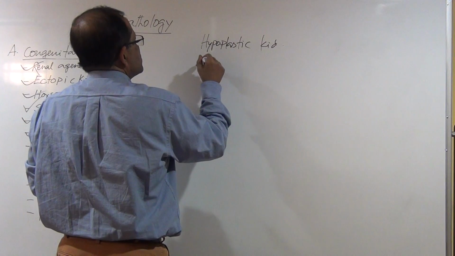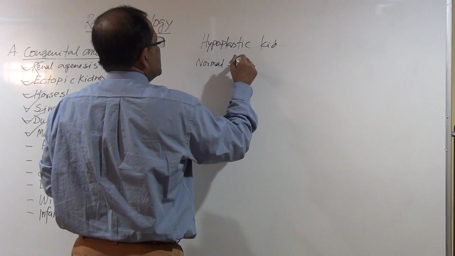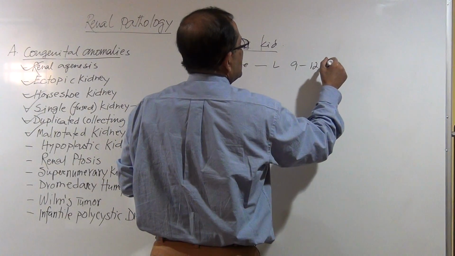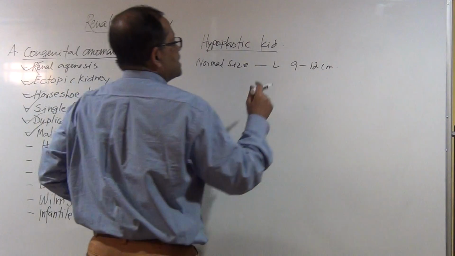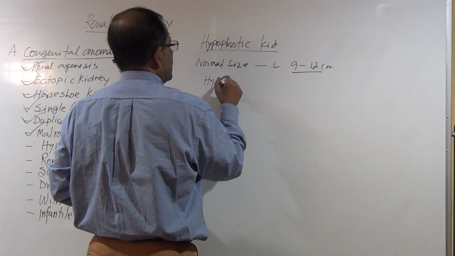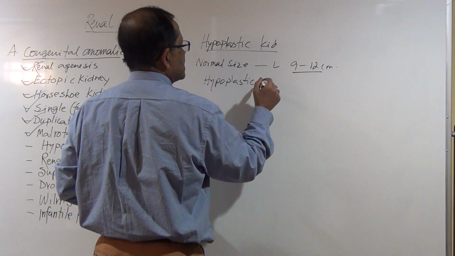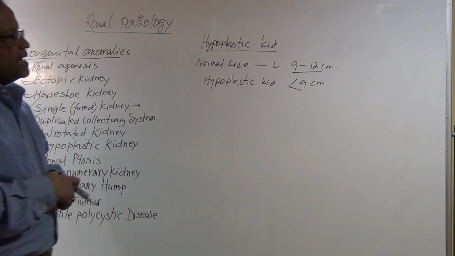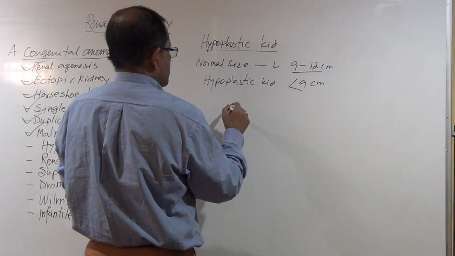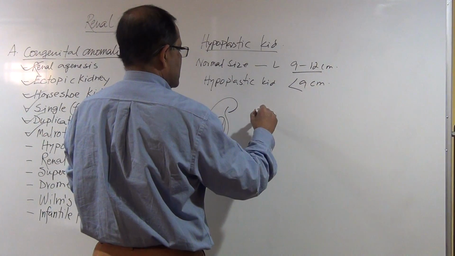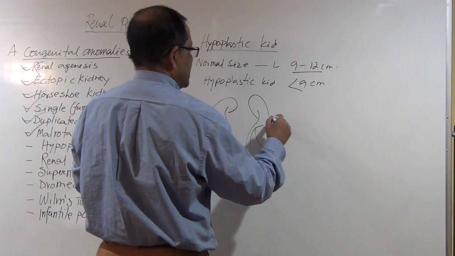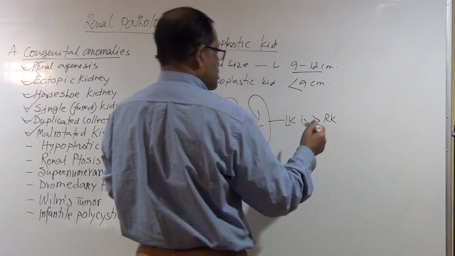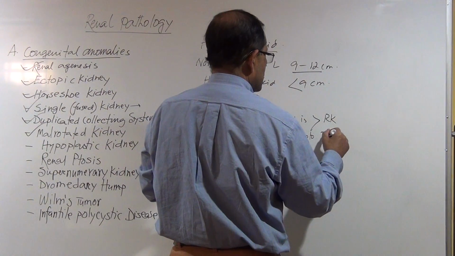What is the normal adult size? The length is 9 to 12 centimeters, right? So in hypoplastic kidney, the kidney is less than 9 centimeters. Normally, which kidney is a little bigger? The left kidney is bigger than the right kidney. How much bigger? Up to 2 centimeters.